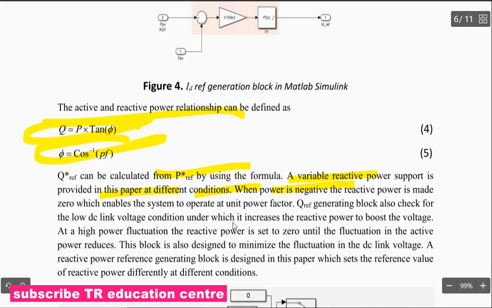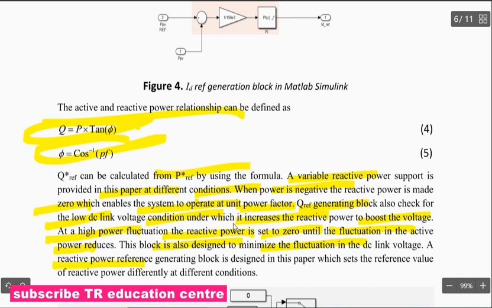When the power is negative, the reactive power is made zero, which enables the system to operate at unity power factor. The Q reference generation block also checks the DC link voltage condition, under which it increases the reactive power to boost the voltage. At higher power fluctuation, the reactive power is set to zero until the fluctuation is reduced. The block is also designed to minimize the fluctuation in the DC link voltage.